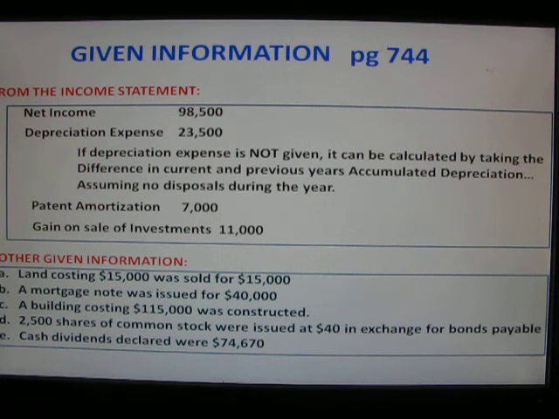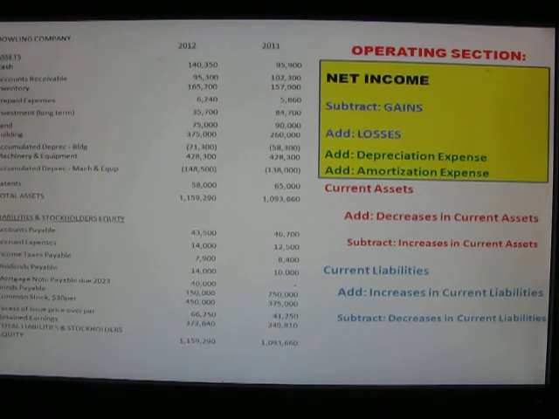Also note that sometimes in your homework problems you're not given an income statement, and so you don't know your depreciation expense. You can always back into it by taking the difference in the current and previous year's accumulated depreciation, which is found on the balance sheet, assuming there are no disposals during the year. They also give us other information down there, A through E. We'll look at that information as needed. So back to the operating section. We're going to need a lot of information from that income statement.